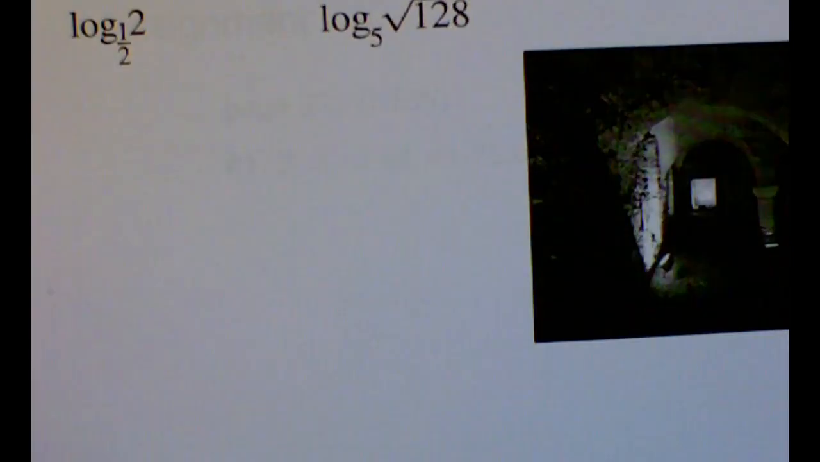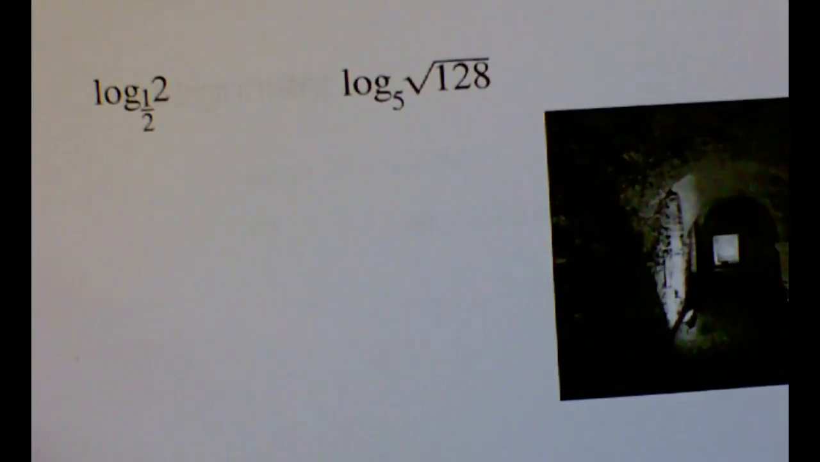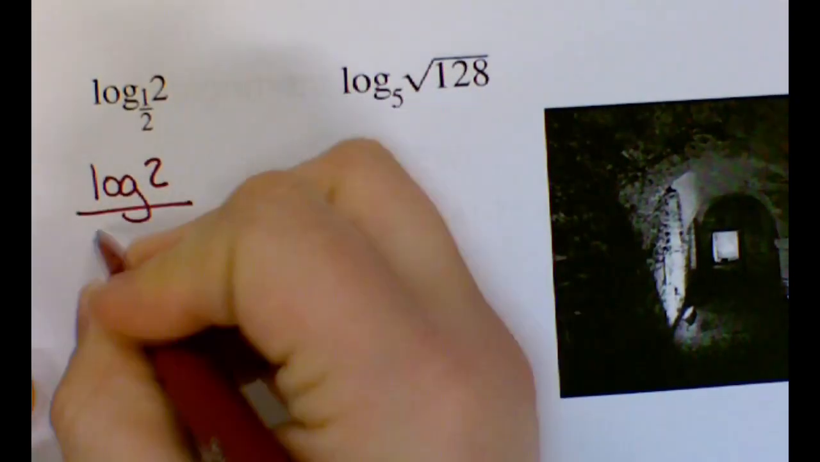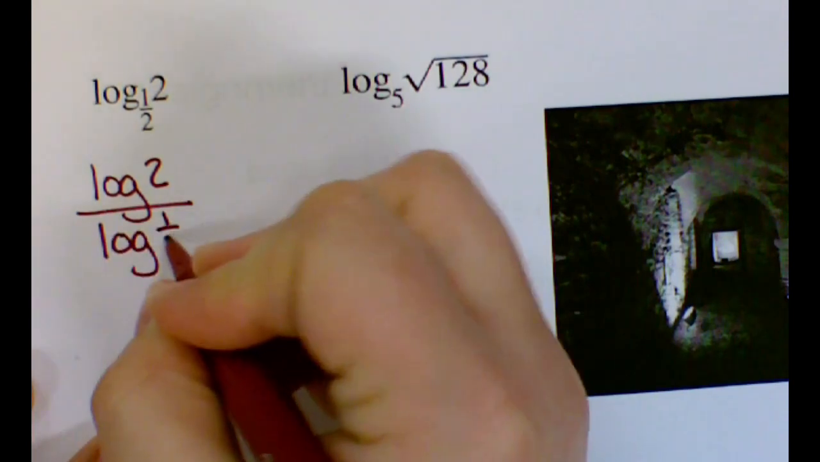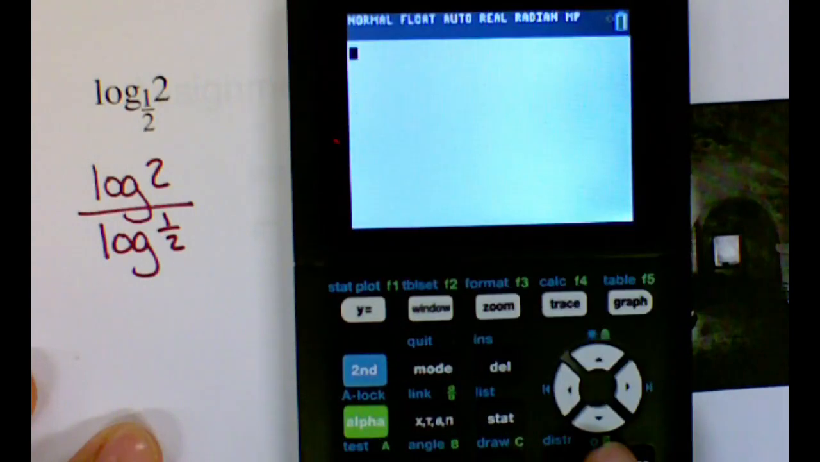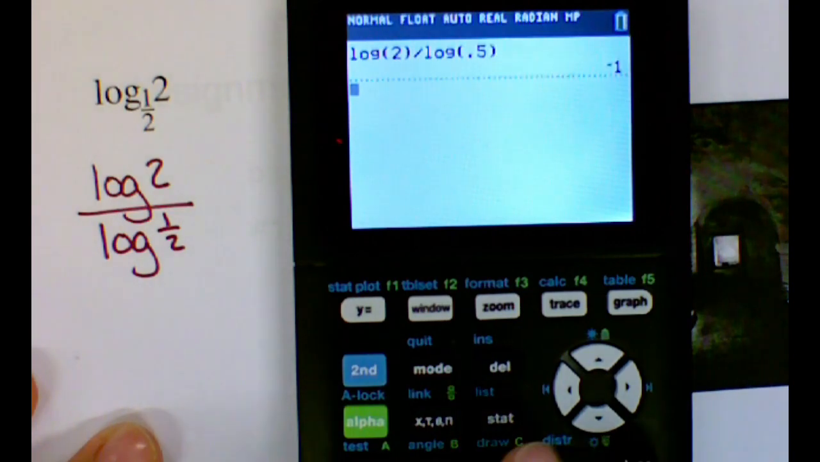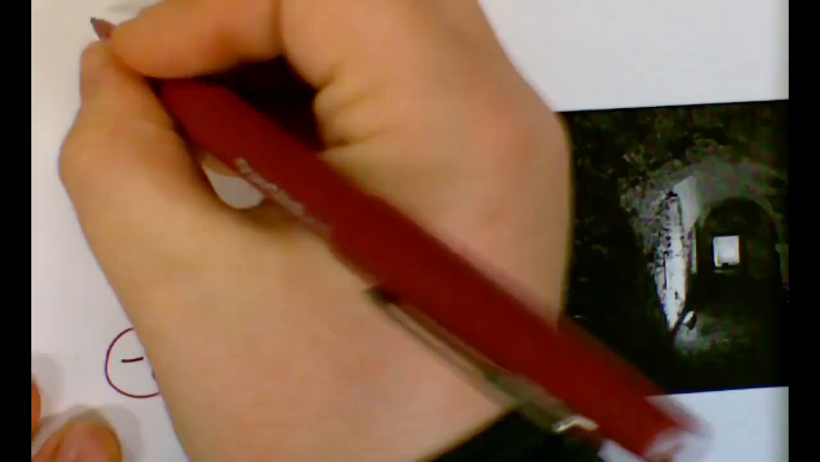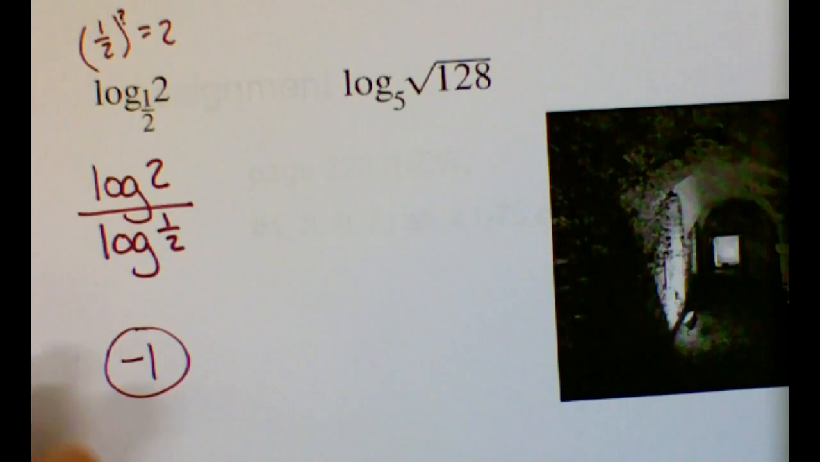So let's try another one. Log base 1/2 of 2. We can choose any base we want. Let's use the common log of 2 over the common log of 1/2. Remember, base in the basement. So I take my calculator here. I have the log of 2 divided by the log of 0.5, because that's 1/2. I get -1. Well, wait a second, that checks out, because 1/2 to what power gives you 2? The negative first power, right?